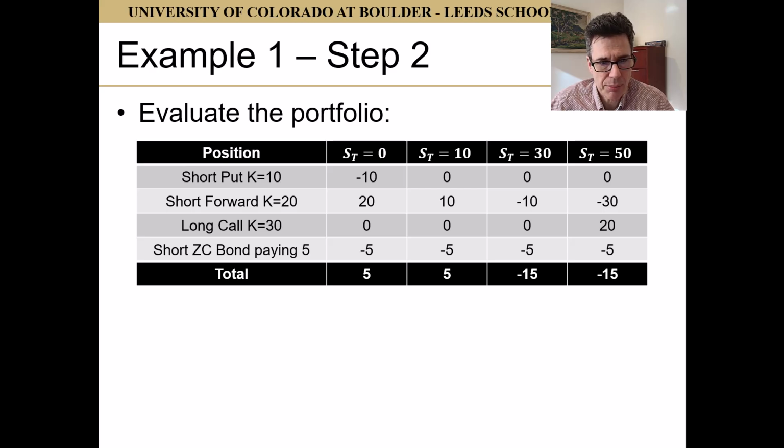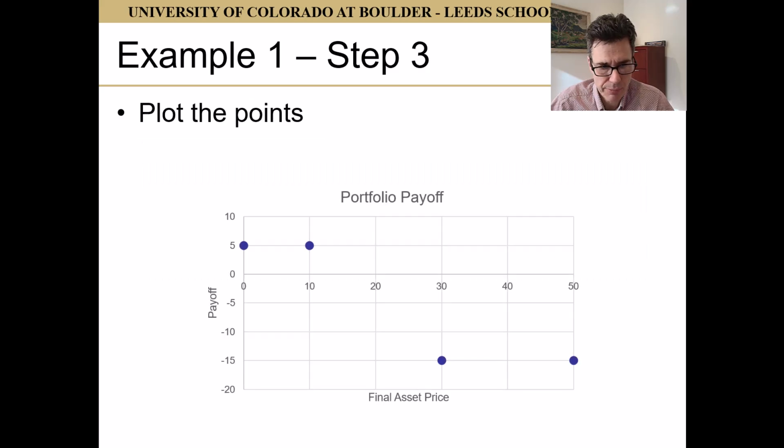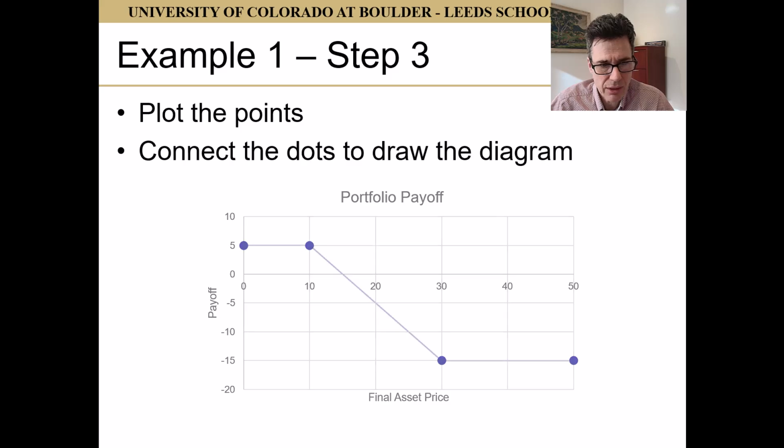If the asset ends up at 0, the payoff is 5. If the asset ends up at 10, the payoff is 5. If the asset ends up at 30, the payoff is minus 15. And if the asset ends up at 50, the payoff is minus 15. So first, we plot the points. And second, we connect the dots. Now we've drawn the payoff diagram.